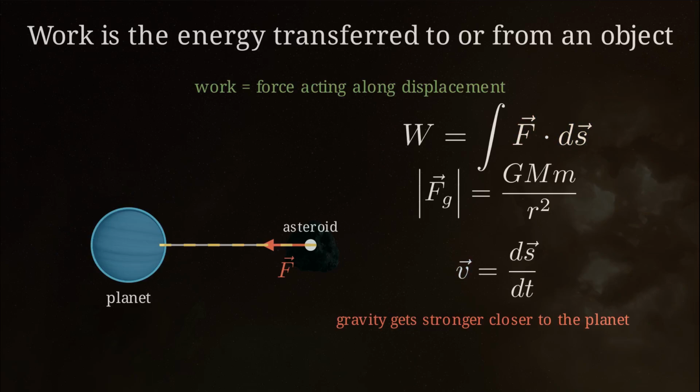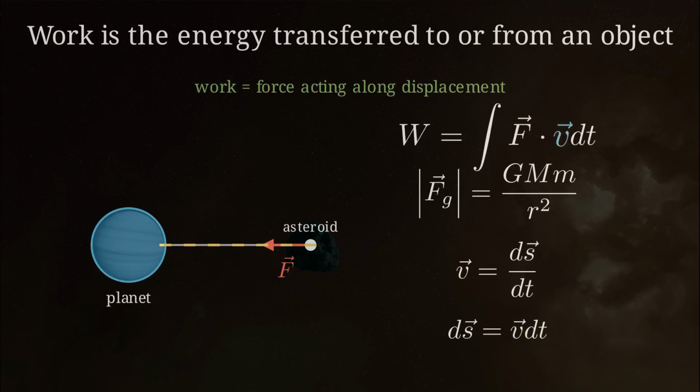Now we connect this to velocity. Velocity is displacement per unit time. So a displacement can be written as velocity multiplied by a time step. Instead of force dotted with displacement, we can write force dotted with velocity.